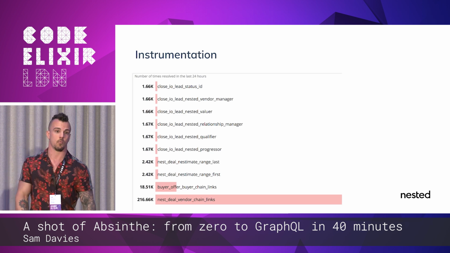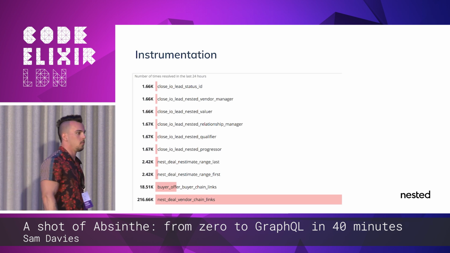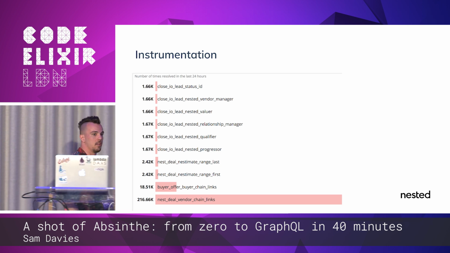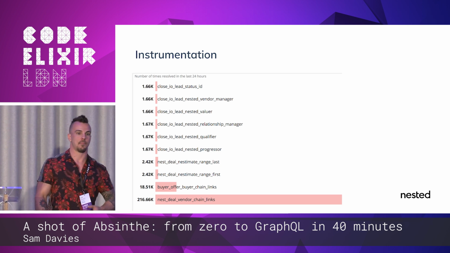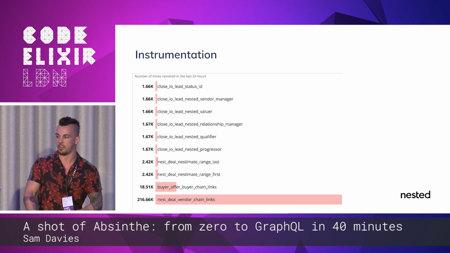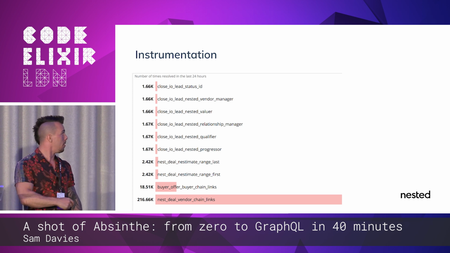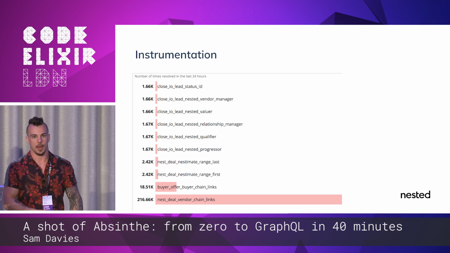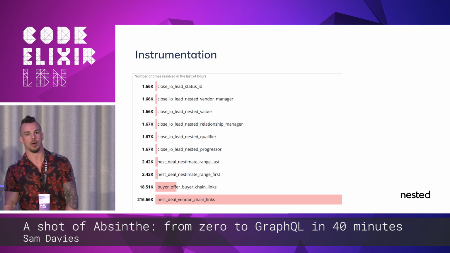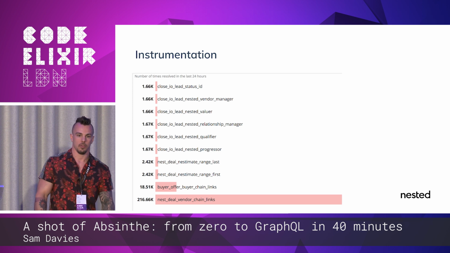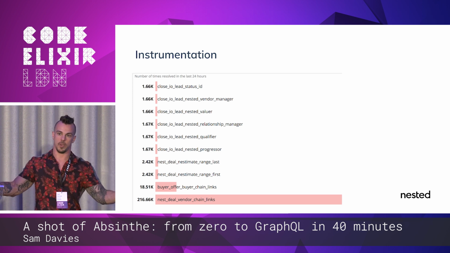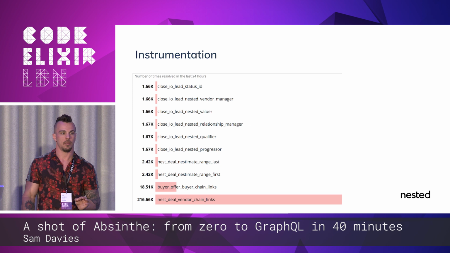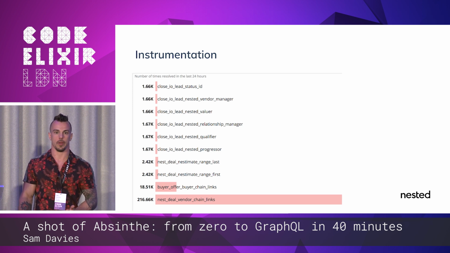So this is a real dashboard that we use at Nested. We built this dashboard using something called Datadog and the Absinthe instrumentation. And what this shows, these are all fields which we've marked as deprecated. So we want to get rid of these. And this shows the number of times they were queried in the past 24 hours. So out of our entire schema, we can see exactly which deprecated fields are being queried, who's querying them, how much they're being queried, and everything like that.